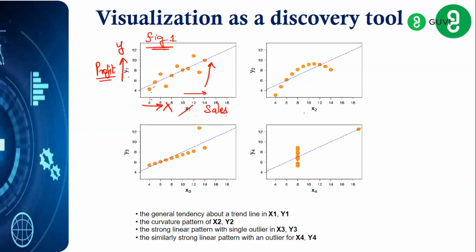And similarly, for x2 and y2, it is a curvature pattern. Yes or no? This is also linearly separable. You can fit the linear regression line over here, but it is curvature in nature. That kind of information you can get here. And what about this third figure, x3, y3?